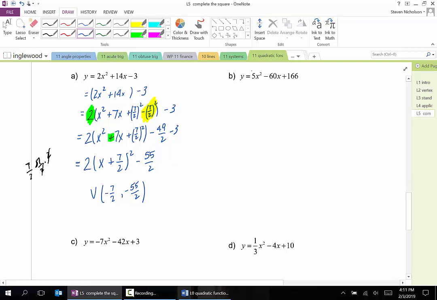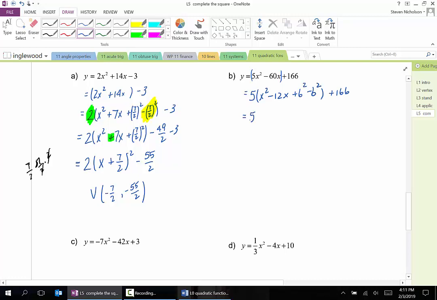Okay, this one over here, again, for step number 1, isolate. Step number 2, factor out the 5 from the x terms. Step number 3, take half of the middle term and square it. Half of negative 12 is negative 6. Negative 6 times negative 6 is positive 36, but we have to counteract that.